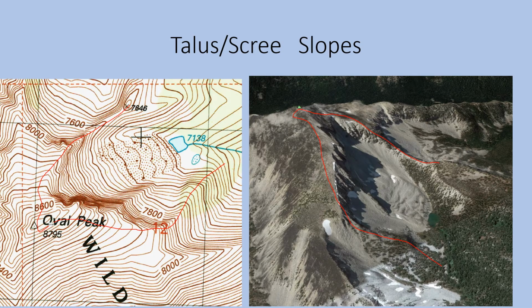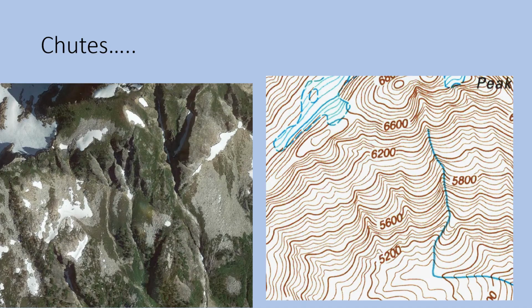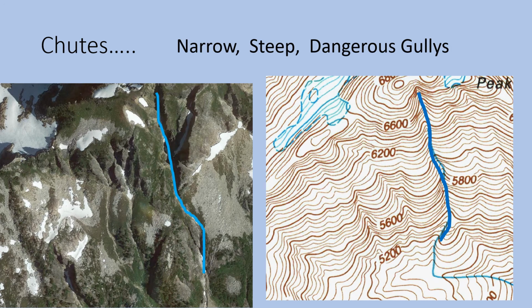There is a debate as to what is Scree and what is Talus. General consensus is that a Scree slope is made up of smaller rock pieces, and Talus is composed of larger stones. Scree might be fun to run down. Talus would be dangerous, slow going. Chutes are narrow, steep, dangerous gullies.